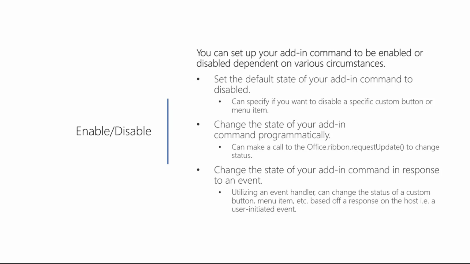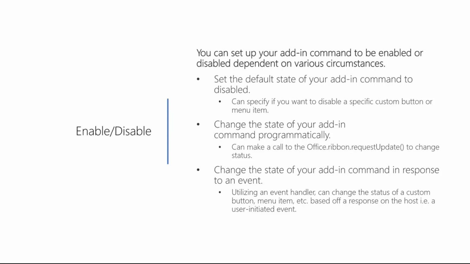At first, you can set the default state of your add-in command to be disabled for an end user to see. So you can specify specific custom buttons or menu items you might have present in your add-in command to be disabled when the add-in is initially opened. You could also change the state of your add-in programmatically throughout different events happening on a user's workbook or other things that are going on by making a call to the office.ribbon.requestUpdate to change the status dependent on a certain activity or a period of time.